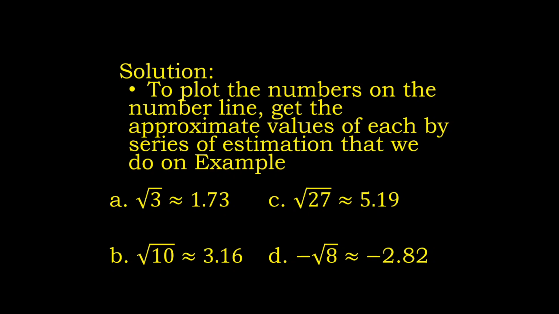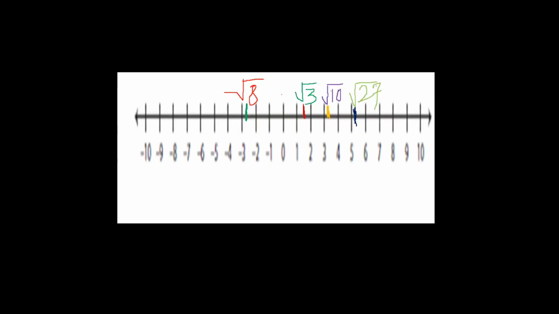And then we're going to plot these on the number line. To plot our answers on the number line, the approximate value of negative the square root of 8 is negative 2.82, the approximate value of the square root of 3 is 1.73, the approximate value of the square root of 10 is 3.16, and the approximate value of the square root of 27 is 5.19. That's how we plot our square roots on the number line.